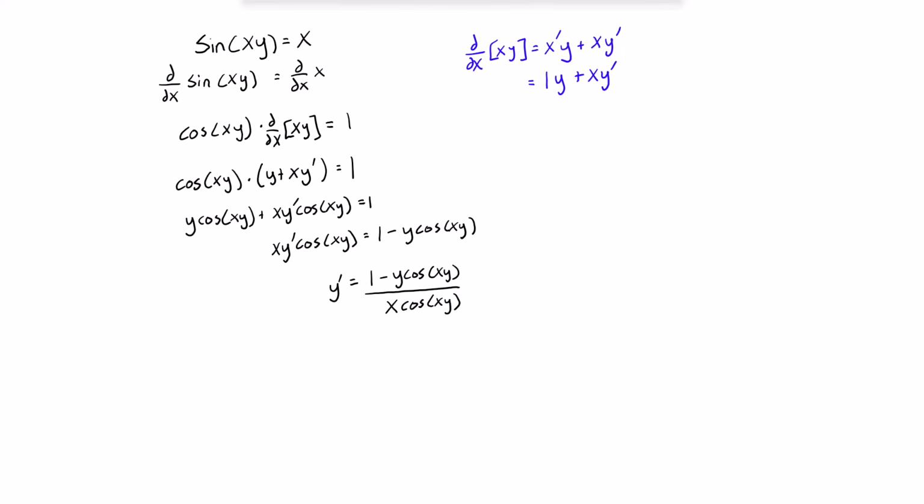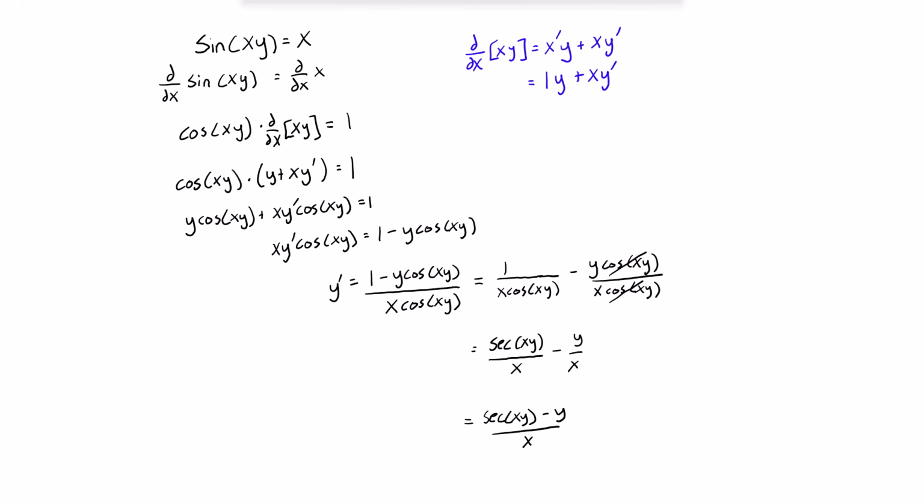For example, let's split this into two different terms because they have the same denominator. In the first term we have 1 over cos, and 1 over cos is the same thing as secant. So we can rewrite this as secant of xy, and that x still has to stay in the denominator. Then the cos of xy cancels on the top and bottom, so this will be minus y over x. We can combine those back into one term: secant of xy minus y, all over x. This is our expression for y prime, which is the derivative, which can also be written as y prime of x, or as dy/dx.